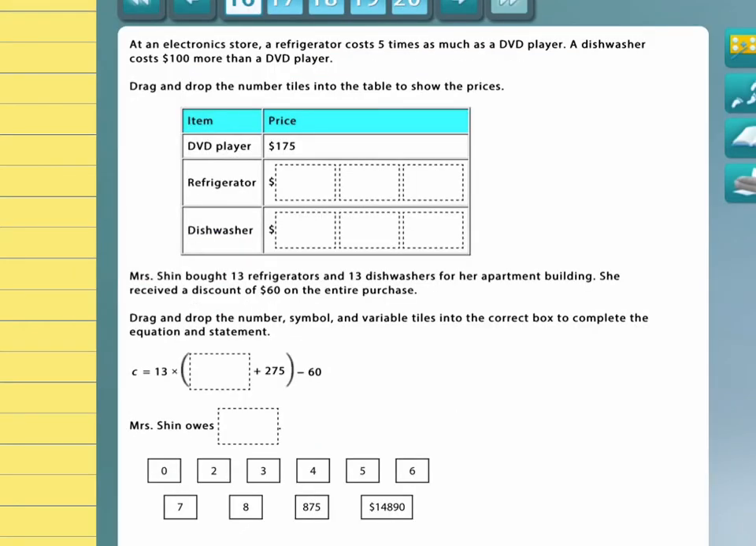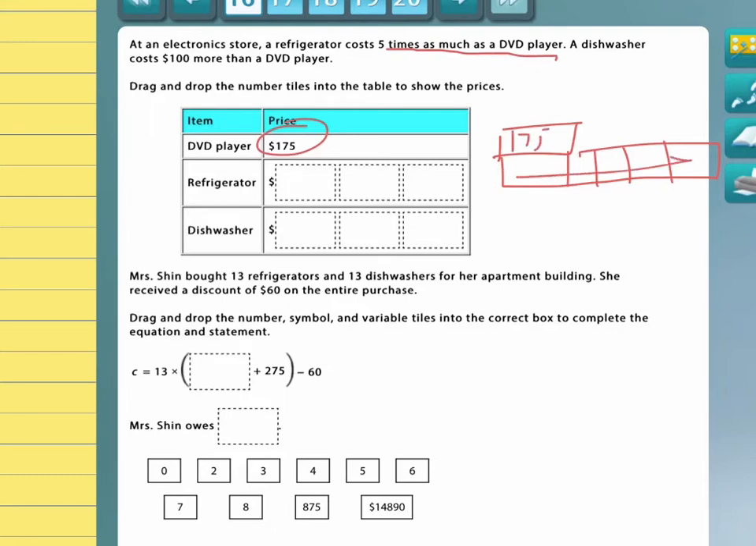An electronic store has a refrigerator that costs 5 times as much as a DVD player. So if the DVD player costs $175, then the refrigerator is going to cost, and I'm going to draw this here, 5 times as much as that. So if this is 175, then this is 175 times 5. So a refrigerator would be 175 times 5.